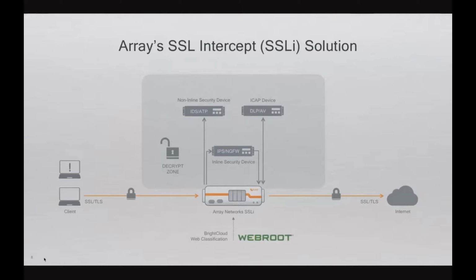And then what you do is you create a bit of a closed loop, whether you want to call it a decrypt zone or a security zone or a security enclave, I've heard some customers calling this. But you create a zone there for the clear text traffic. And now you can send that decrypted traffic to anything. It could be IDS, IPS, ATP, next-gen firewall.